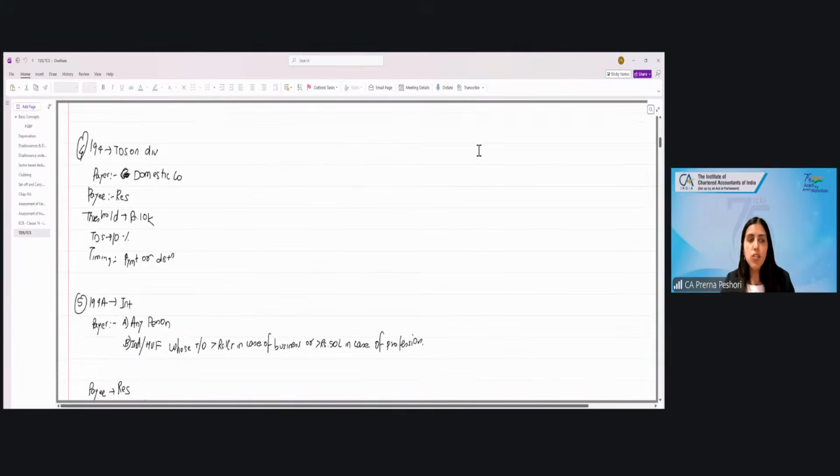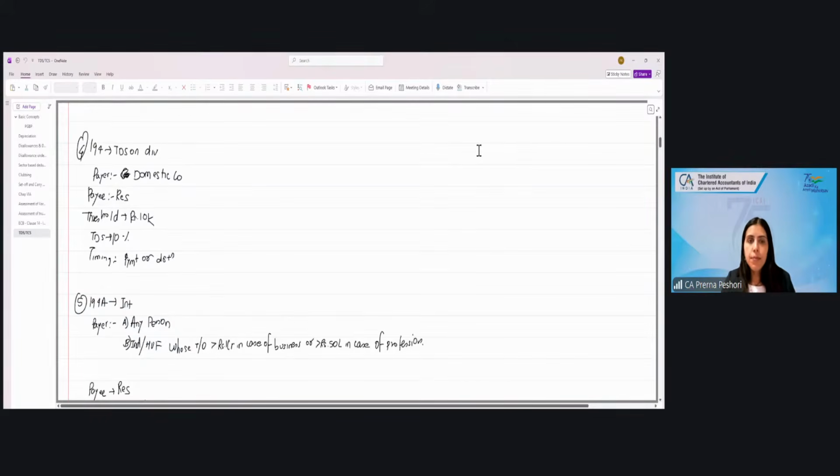Next we have section 194, which is TDS on the dividend. So who will be the payer here? Companies only. Domestic company, right? Here it is domestic company only, it is dividend on shares. What is the rate of TDS? It is 10%, right?